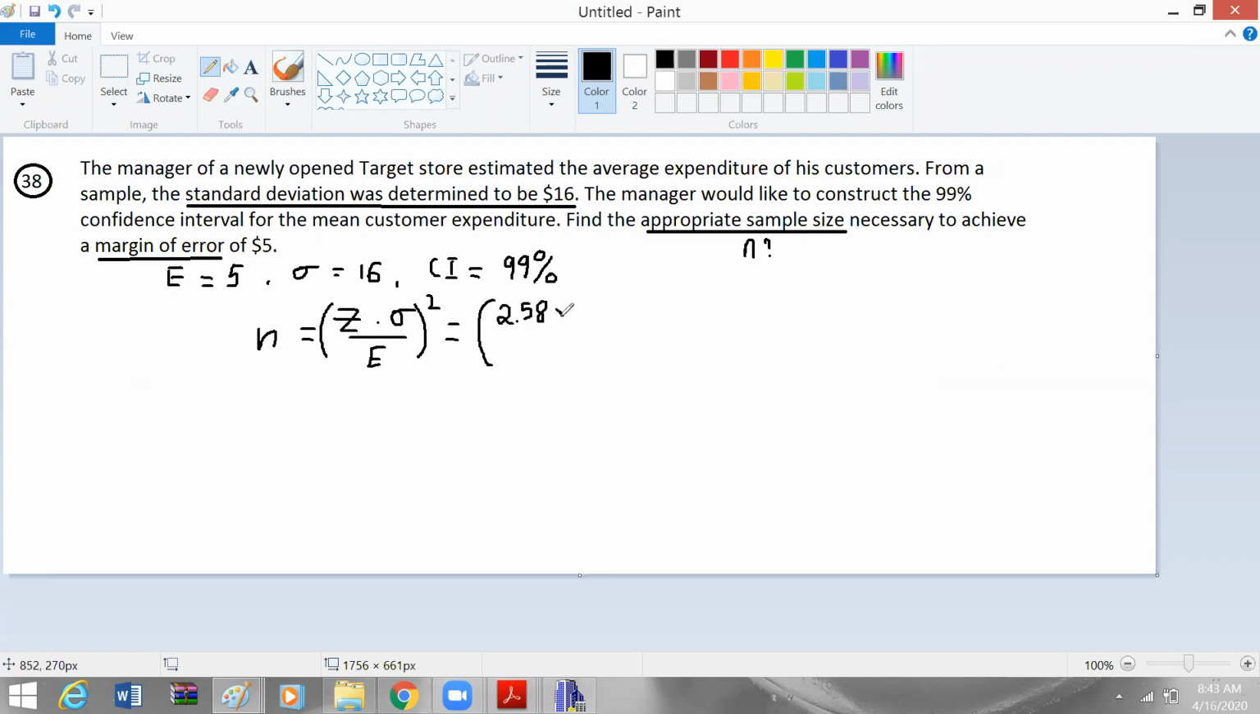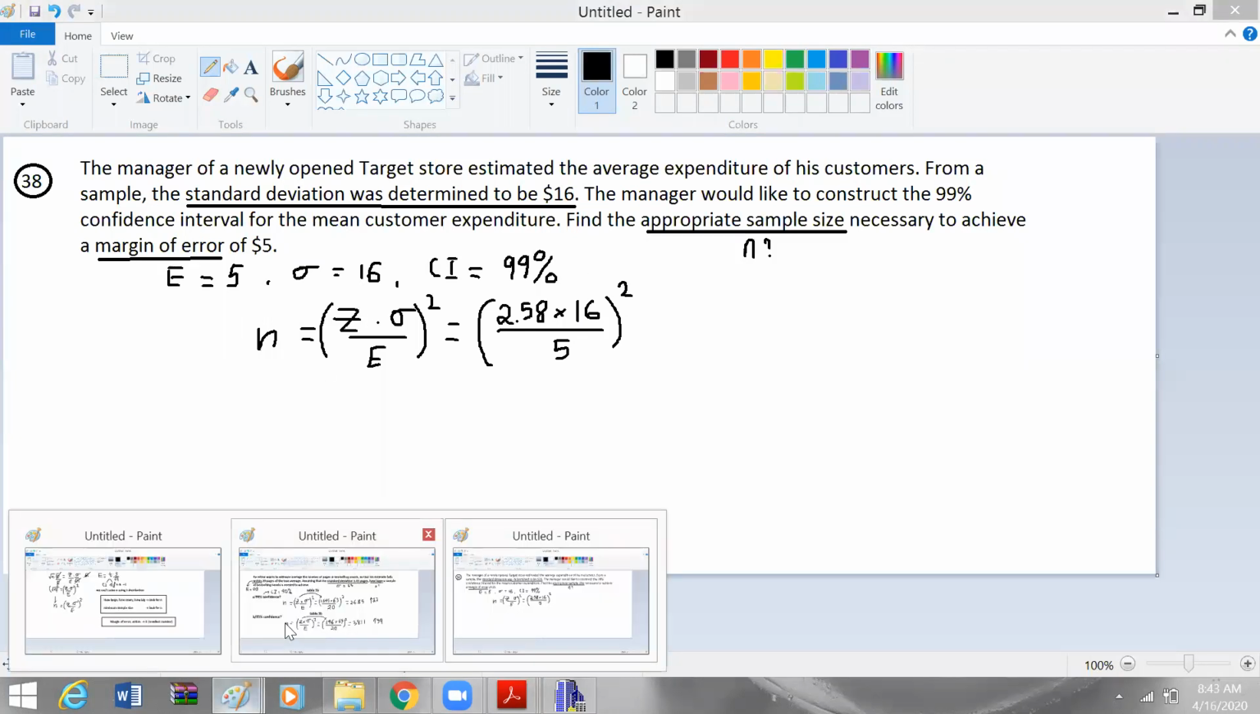What is the standard deviation? The standard deviation is 16. And then we divide it by the error bar. The error bar that we found is 5, okay? It should be given from the questions, followed by the keyword margin of error.